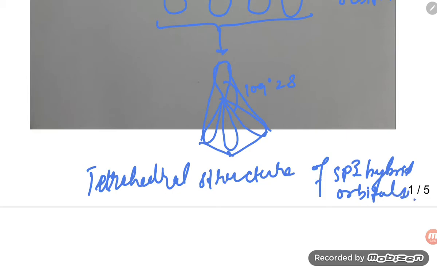Now let us take an example, students. The first example is CH4. When you take CH4, the carbon atom requires 4 bonds, because there are 4 hydrogens. So 4 unpaired electrons will be required.